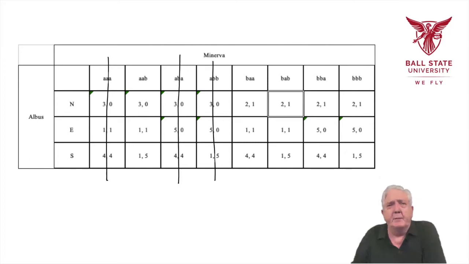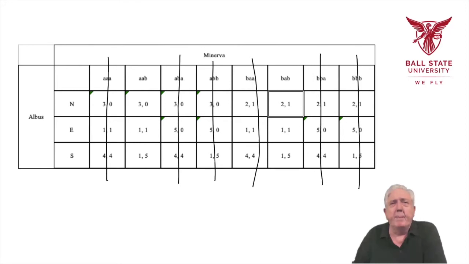Here, 5 dominates 4, 1 dominates 1, and they're on par with 1. So we can get rid of that one there. Now 5 dominates 4, 1 dominates 0, and they're par with that one. So we can get rid of that one. And 5 and 5, 1 and 0, 1 and 1. So we can get rid of that one. And so what we've done is we have eliminated all of those columns.